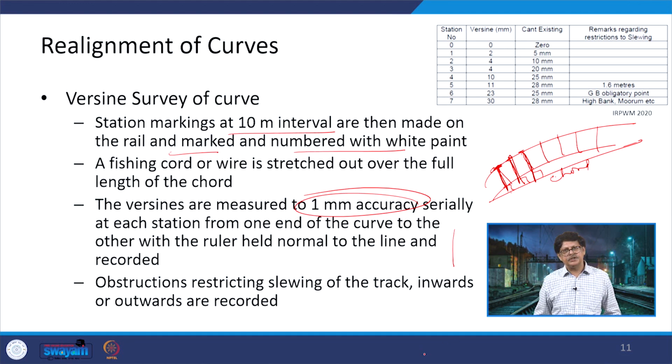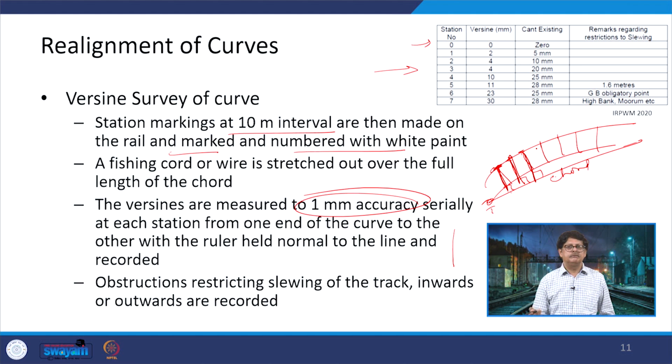Obstructions restricting slewing of the track inwards or outwards are also recorded. So, here you can see an example, a sheet is being given where the number of stations are there. We are starting with the 0 station and then 1, 2, 3, they are all at 10 meters interval. The versines have been computed. As we are starting from the start of the curve, obviously the versines here at this tangent point will be lesser, but as you go to the inner side they may be increasing.